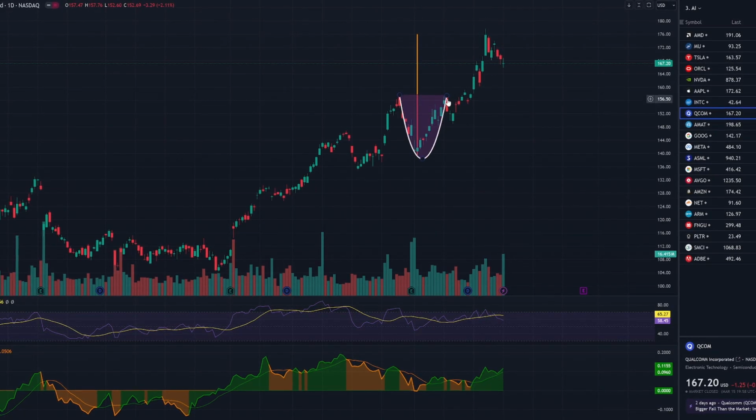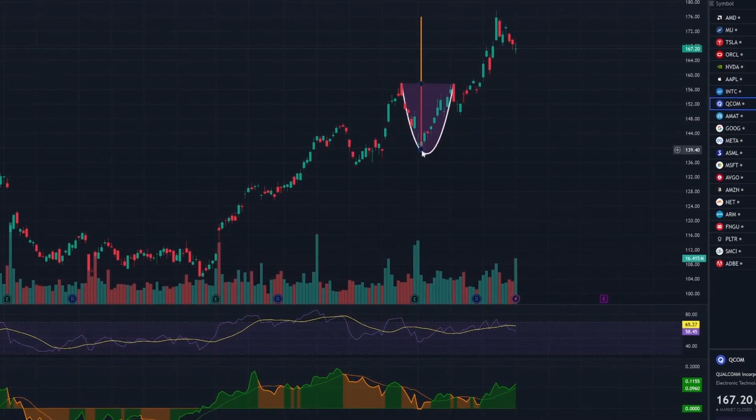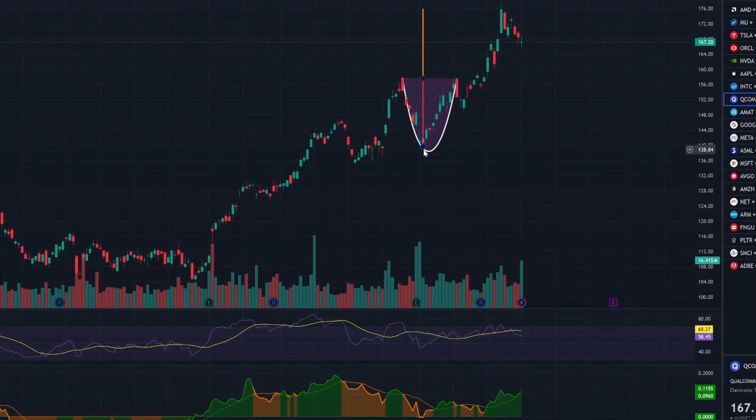cup. And then we have a pronounced handle which came down and then picked up, and our target was creating a line from the bottom of the valley where the lowest price is found all the way to the neckline and duplicating the length of this line and placing it above the neckline.